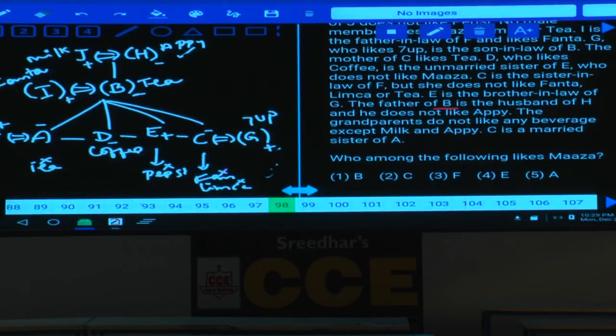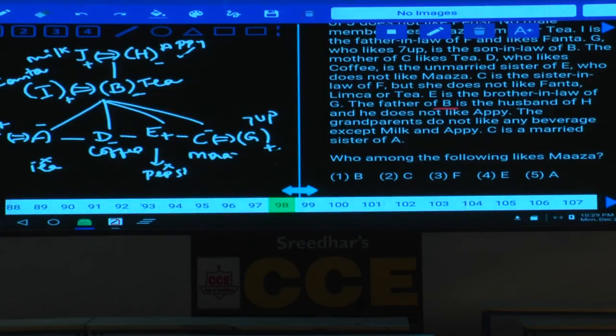Milk done, Appy, Fanta, tea were done. Now coffee is also done, 7-Up. Now we are left with the remaining. And she is a married sister of A, isn't it? As she is a married sister of A, tell me what are the things. Now Fanta and Limca cannot be liked by this C, hence this C must like Maja. Isn't it? Because these three females must like Fanta, Maja and this one. Are you following this one or not?